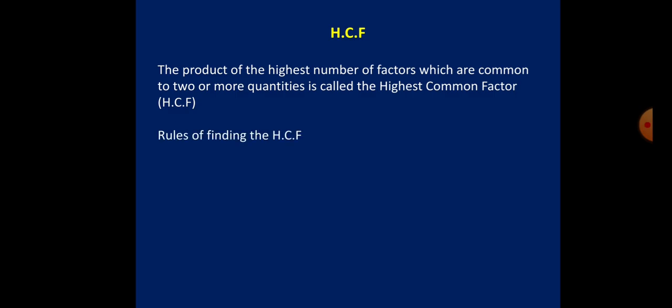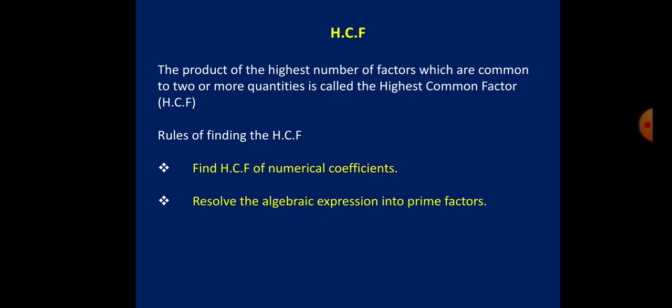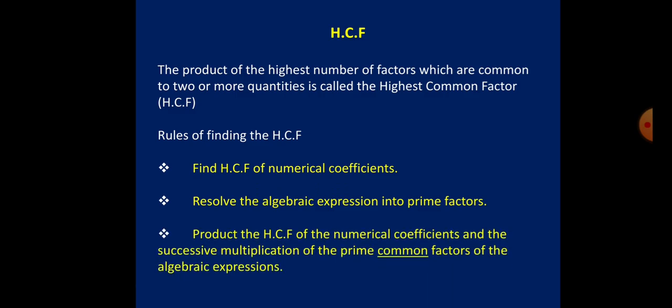Well, there are many methods of finding the highest common factor, but I am going to show you a method in which you can use factorization. The steps of finding H.C.F. in this method are: find the H.C.F. of the numerical coefficients, resolve the algebraic expressions into prime factors, then take the product of the H.C.F. of the numerical coefficients and the successive multiplication of the prime common factors of the algebraic expressions. Then you are done. Okay?